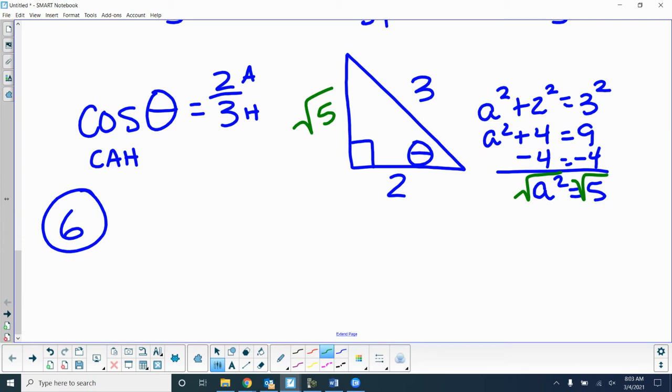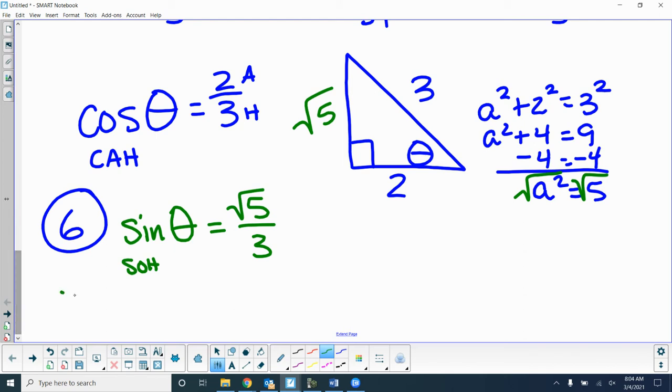So, for number 6, I'm doing the sine of theta. So again, I'm just looking at my picture. Remember, sine is SOH, right? So opposite, square root of 5 over hypotenuse 3. That's the answer.